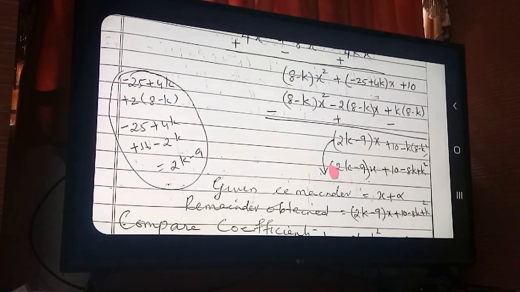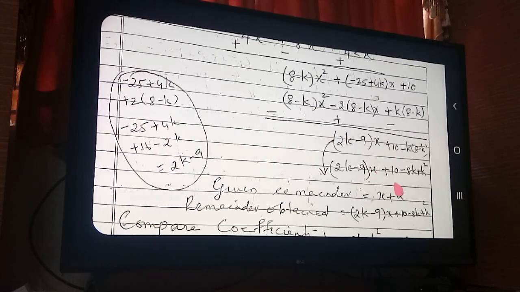Okay, so what's the remainder you got now? 2k minus 9 into x plus 10 minus 8k plus k square. The meaning is that here the coefficient x term is there and the constant term is there. What is the x term? 2k minus 9 into x is the x term. And what's the constant term? 10 minus 8k plus k square. Okay, clear?